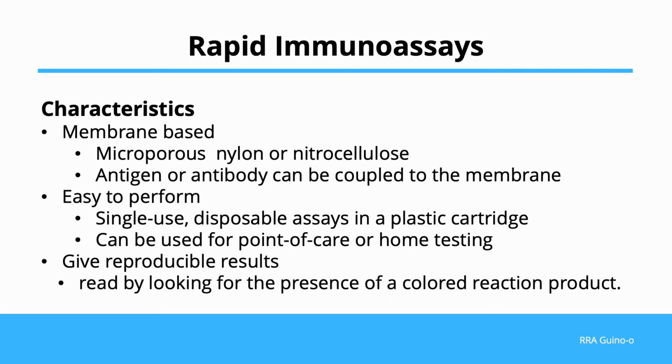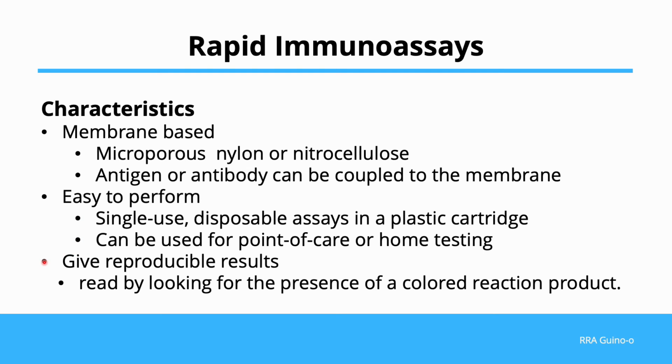Next, we have our rapid immunoassays. This is still a type of enzyme immunoassay, but it is distinguished by a variety of characteristics. First, it is membrane-based. It usually uses a microporous nylon or a nitrocellulose as its solid phase. Here, the antigen or the antibody can be coupled to the membrane in order to produce the result. They are also easy to perform because they are single-use, disposable assays in a plastic cartridge. Because of this, they can be used for point-of-care testing or home testing.